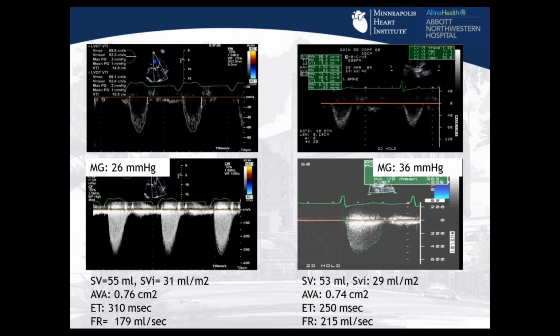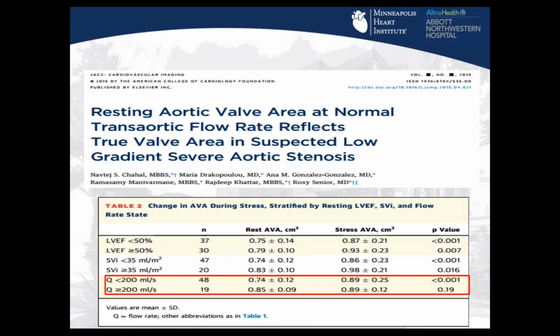So the first question is, do we really need to stress this patient? Do we need to do the dobutamine on him? That's the first question. The second thing is, although these patients have the same valve area, the same stroke volume and ejection fraction, are they the same, or is this patient really a sicker patient than this one? And I'm going to show you more data about this.